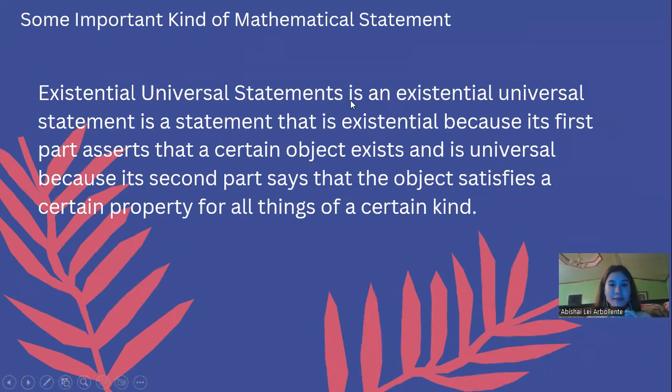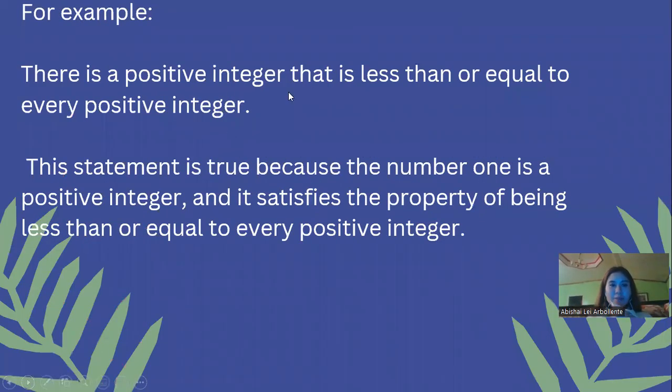Existential universal statement. An existential universal statement is a statement that is existential because its first part asserts that a certain object exists, and is universal because its second part says that the object satisfies a certain property for all things of a certain kind. There is a positive integer that is less than or equal to every positive integer. This is only an example. This statement is true because the number 1 is a positive integer and it satisfies the property of being less than or equal to every positive integer.